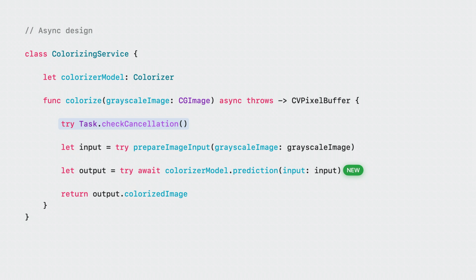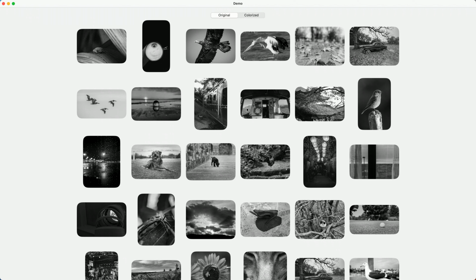The Async Prediction API will do its best to respond to cancellation, especially when multiple predictions are requested concurrently. But it's best to include an extra check at the start in this case. That way it also avoids preparing the inputs if the task was canceled before the colorize method was even entered. Now I'll make these changes and rerun the app.